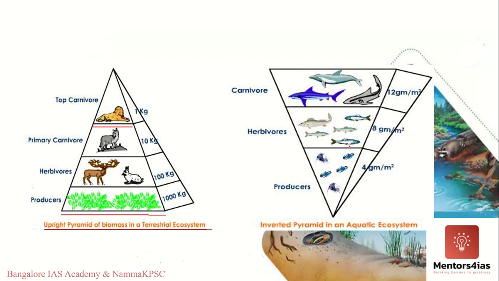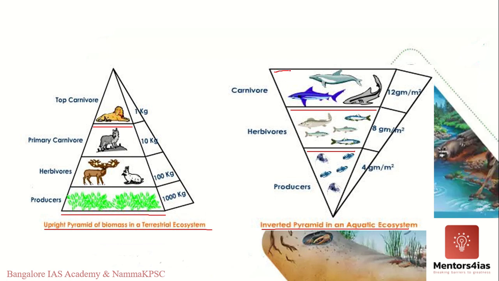But if you compare it with an aquatic ecosystem, the lowest level is occupied by either zooplankton or phytoplankton that might grow and reproduce at a rapid rate. But at the topmost level, you'll have whales and sharks which have tremendous weight, because of which an aquatic ecosystem, when it comes to a pyramid of biomass, is always inverted.